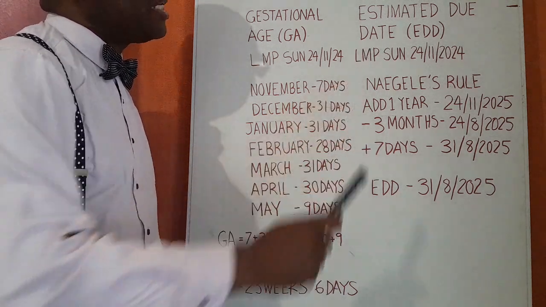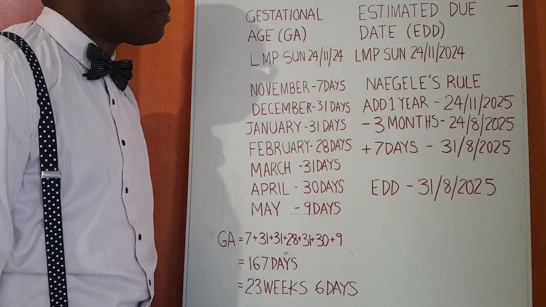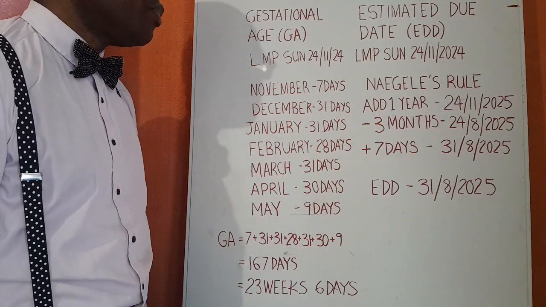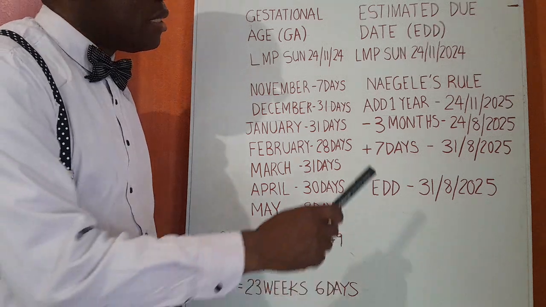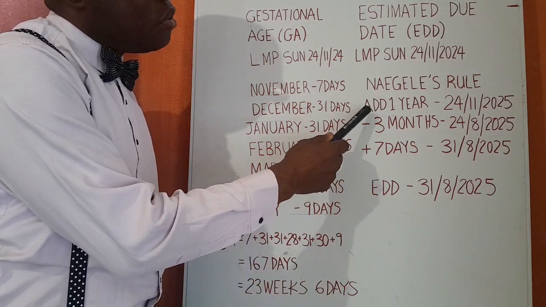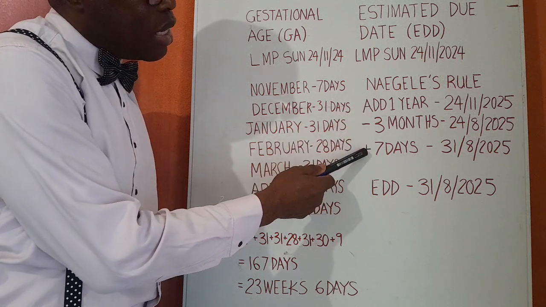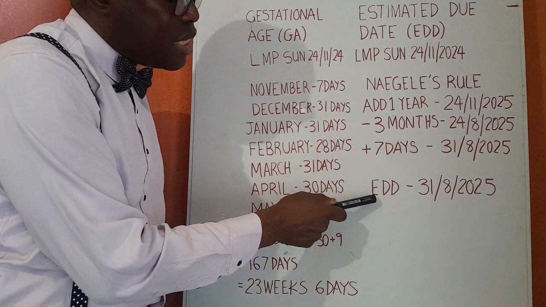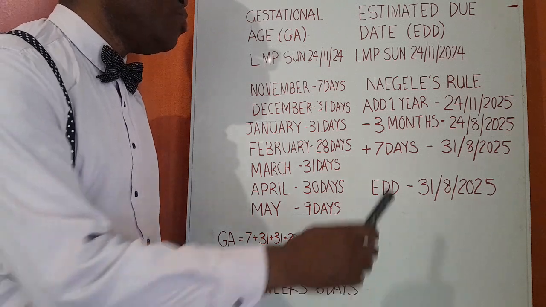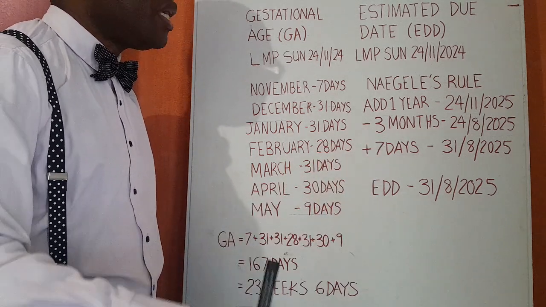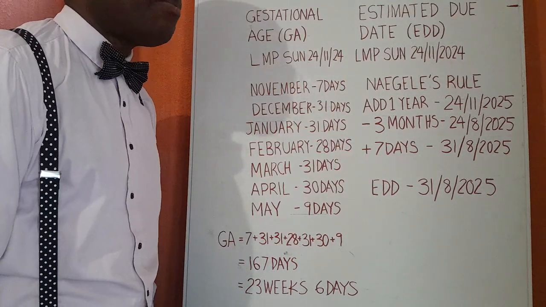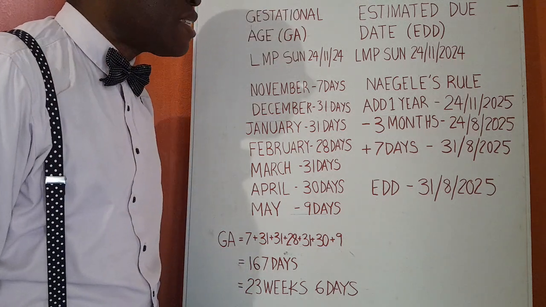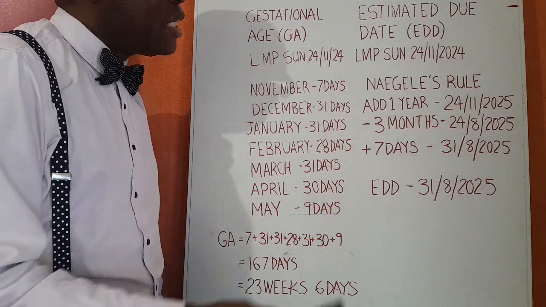Now let us look at the estimated due dates. How to calculate the estimated due date. The most common one is Naegele's rule, and it's very simple. Naegele's rule states that you add 1 year, you subtract 3 months, and you add 7 days. 3 steps. You add 1 year, you subtract 3 months, and you add 7 days to give you the estimated due date of your baby. This is normally used when the baby is likely to come the next year. If you are pregnant anytime after maybe April or March, then it means your baby will most likely come the next year, and that is when you use this method.